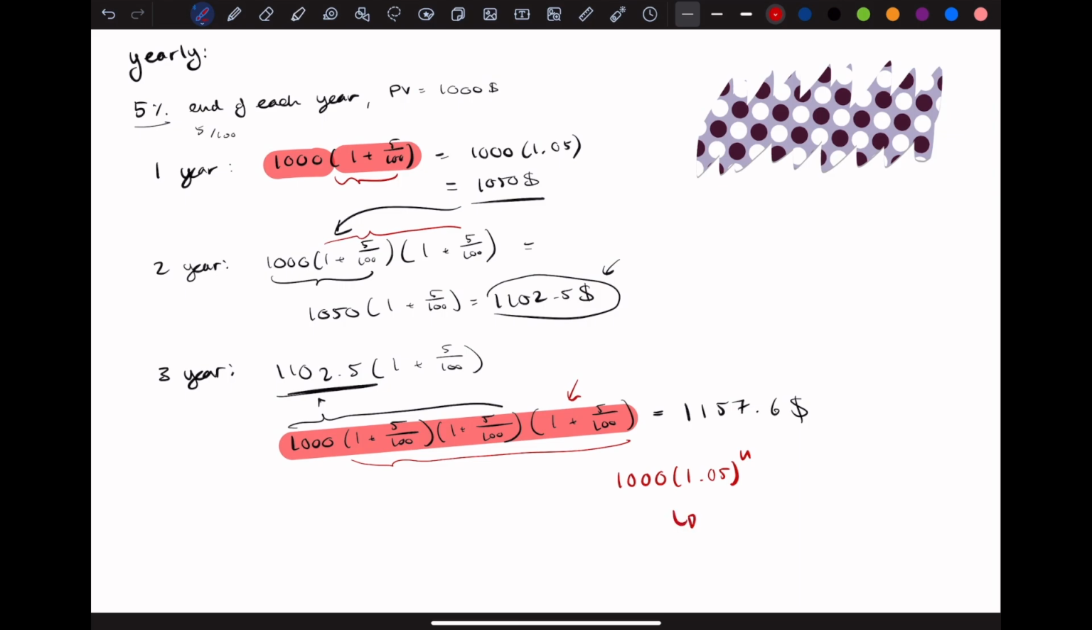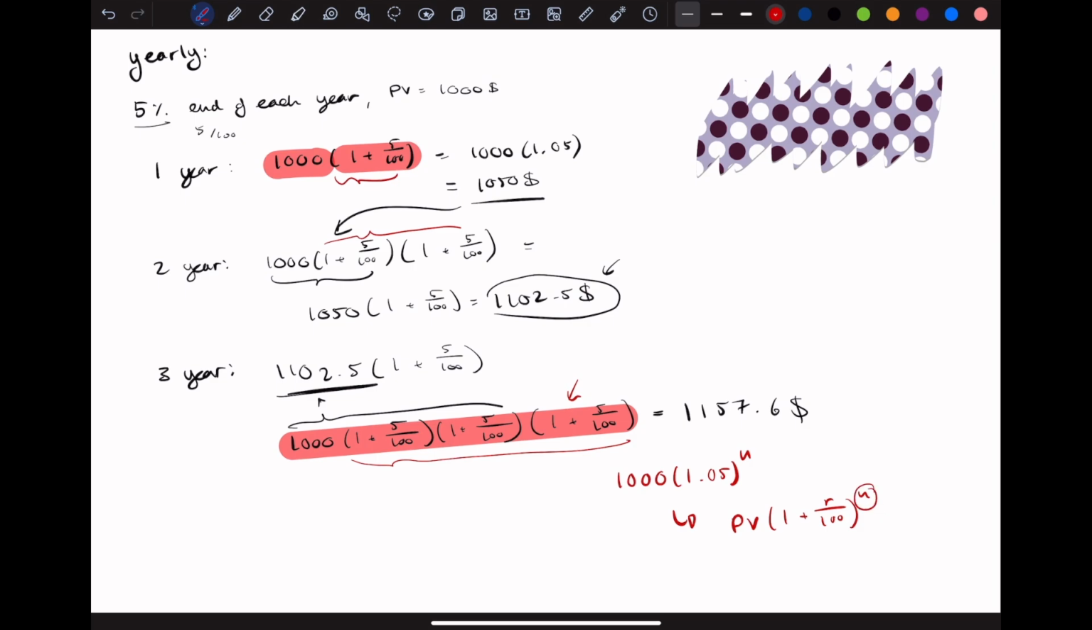And if we generalize this even further, we can say that it's our present value times 1 plus our rate over 100 to the power of n. Because this right here gives our percentage in terms of a decimal, which is what we want.